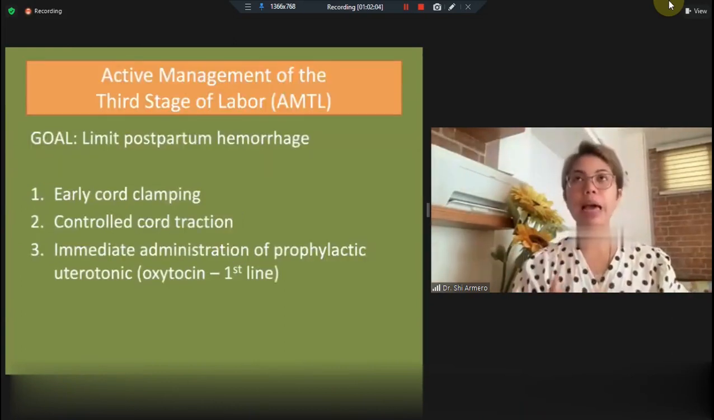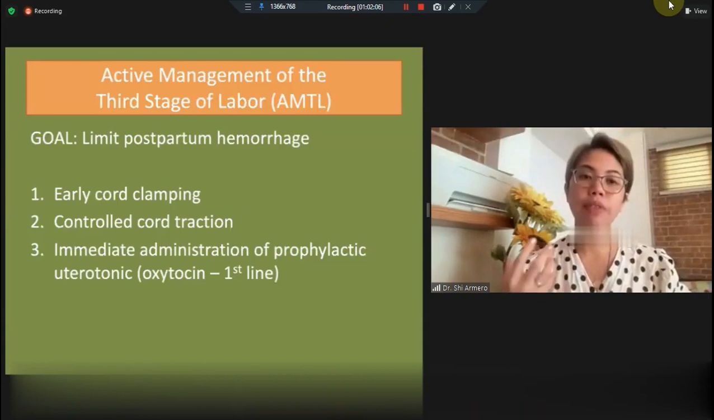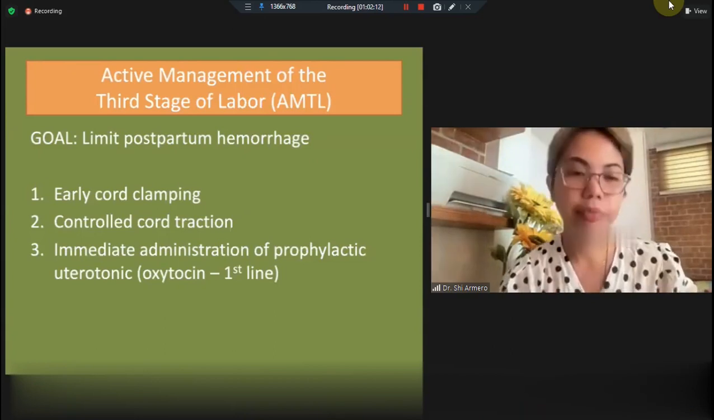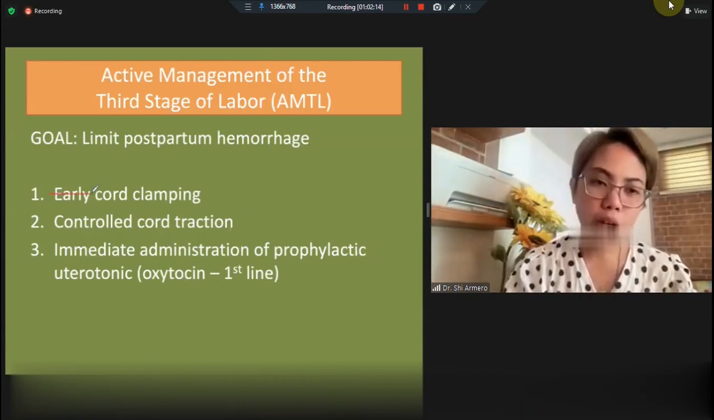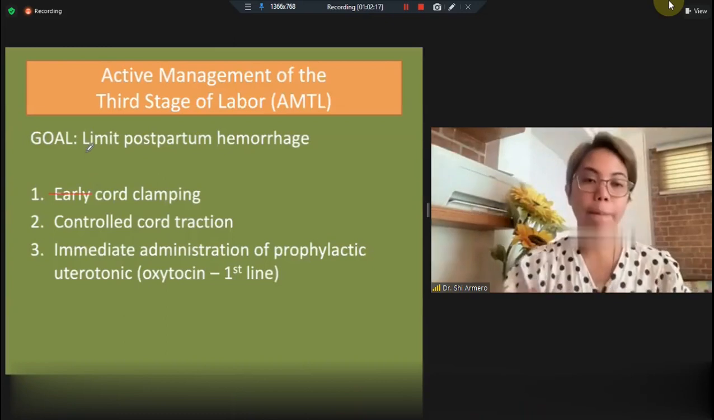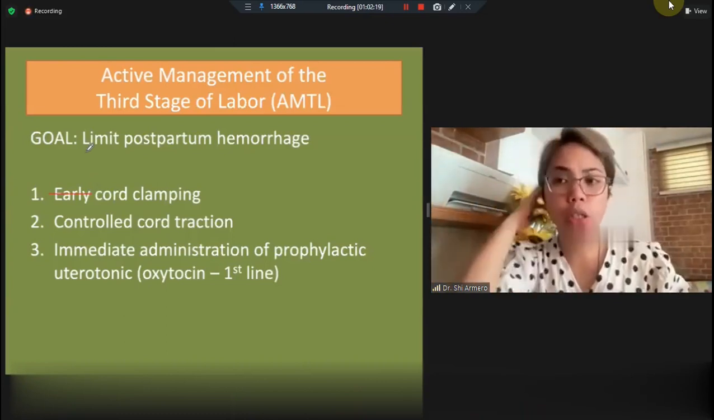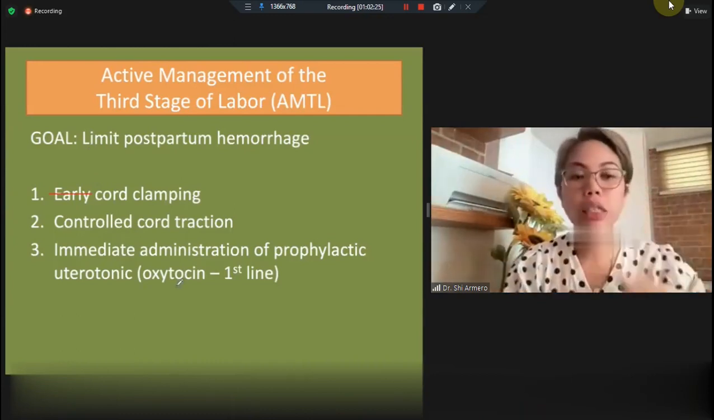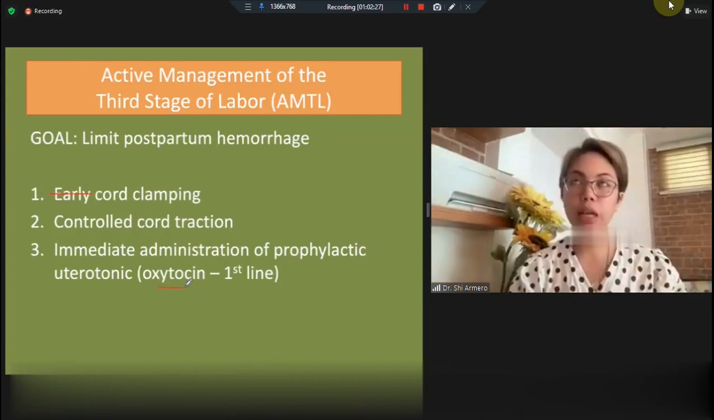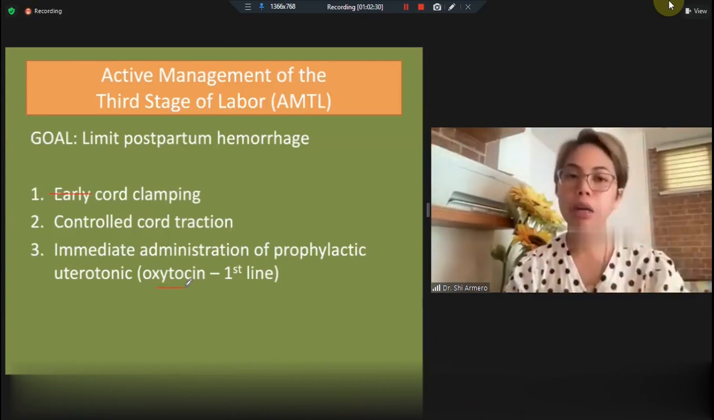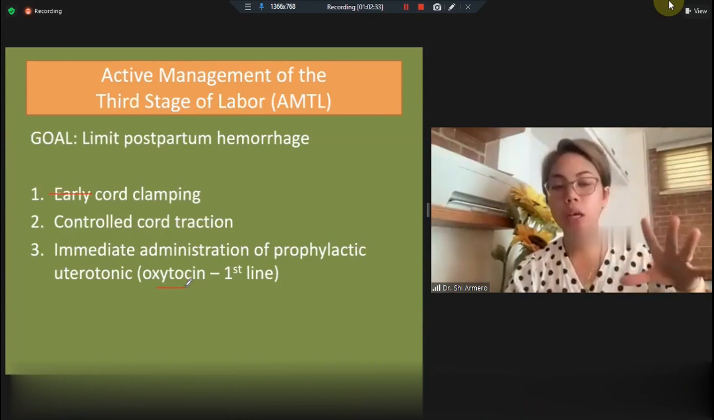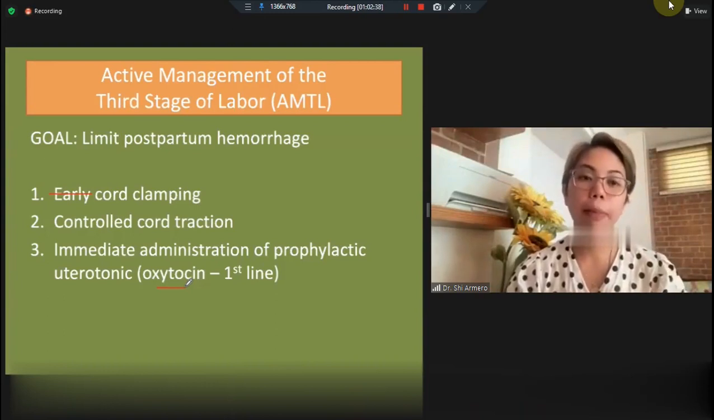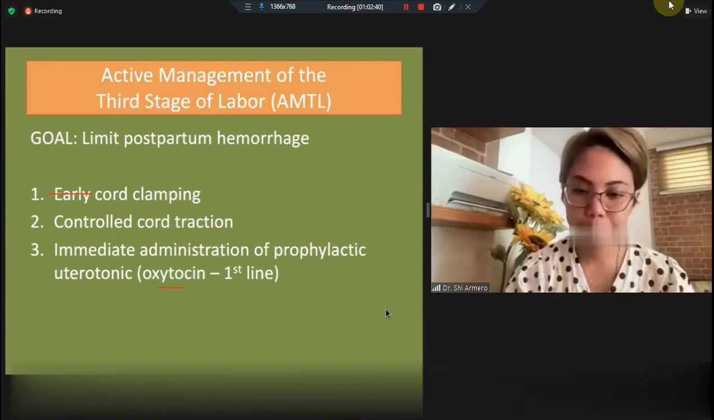Earlier we had active management of labor; we also have active management of the third stage of labor, or AMTSL. The better term for cord clamping is timely cord clamping, then controlled cord traction to deliver the placenta, and then administration of oxytocin while delivering the placenta. It's not deliver the placenta first and then infuse oxytocin. No, you give oxytocin while you are trying to deliver the placenta. This will limit the postpartum hemorrhage.